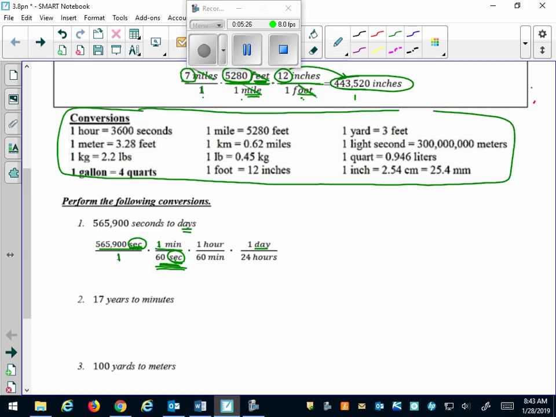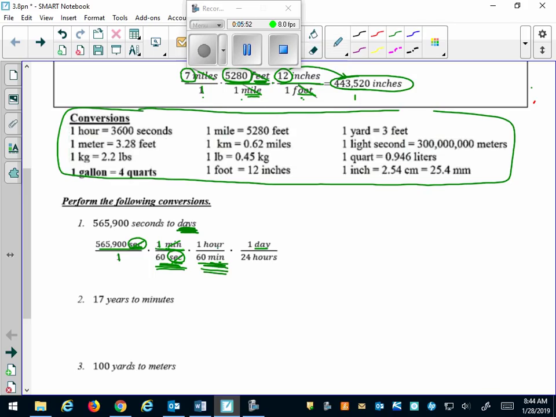Okay, now we're moving along. We've got our seconds to cancel. We're trying to end up with days, so right now we have minutes. We don't want minutes, we want days. So we have to do another conversion with minutes on the bottom. Get the minutes to cancel. Well, do we know how many minutes are in days? I don't, so we have to have an intermediate step here. We know how many minutes are in an hour, so that's our next step.